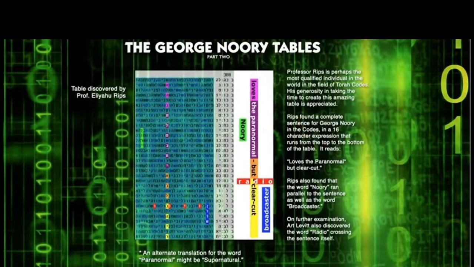George Norrie, who is the host of Coast to Coast AM, we did some tables for him that were pretty amazing. And Professor Rips did this one. Several tables that were done over almost a 3-week period. This one really is quite phenomenal because it really talks about George Norrie. If you've ever listened to Coast to Coast AM, you know it's all about UFOs and the paranormal and all of that, and yet George is very level-headed about it.